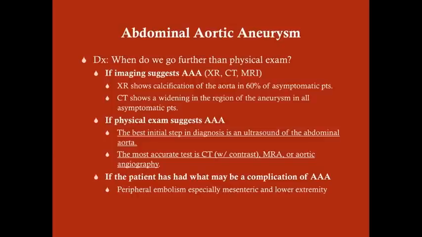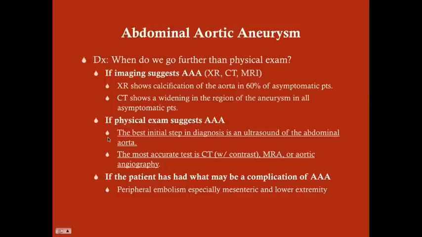We're going to do that, one, if imaging suggests an AAA. So if we've done imaging for another purpose, like an X-ray or a CT or an MRI, and that shows an abdominal aortic aneurysm, well, that basically diagnoses it right there. Well, if it's a CT or an MRI, not if it's an X-ray, but a CT or MRI showing a widened abdominal aorta, that's really your diagnosis right there. On X-ray, you can see calcification of the aorta, and that's actually present in 60% of asymptomatic patients, so that can clue you in too. But particularly the CT is really our main standard of diagnosis. So if you've got an abdominal aortic aneurysm on CT, you've really just made the diagnosis right there.